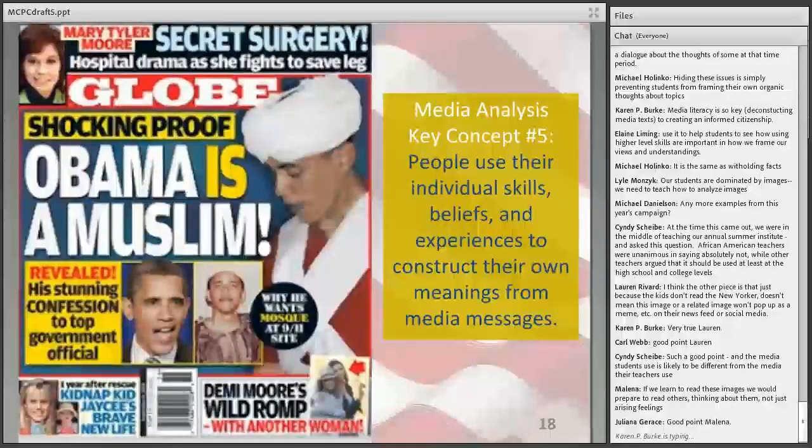So let's move on to another lesson that we will reference. This is media analysis, key concept number 5. Cindy referenced this before. People use their individual skills, beliefs, and experiences to construct their own meaning from media messages. So it's not simply a matter of receiving as is what a producer or a media creator might have created, but it's also coming from our own lens.